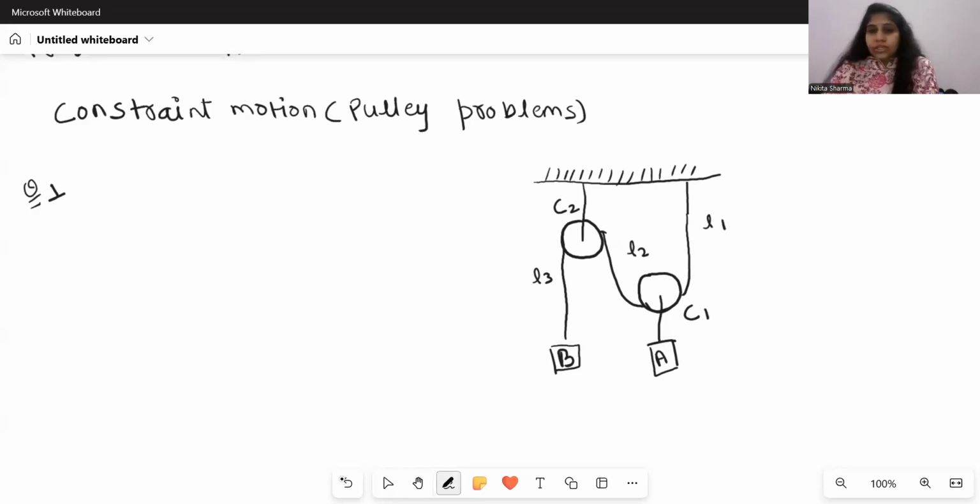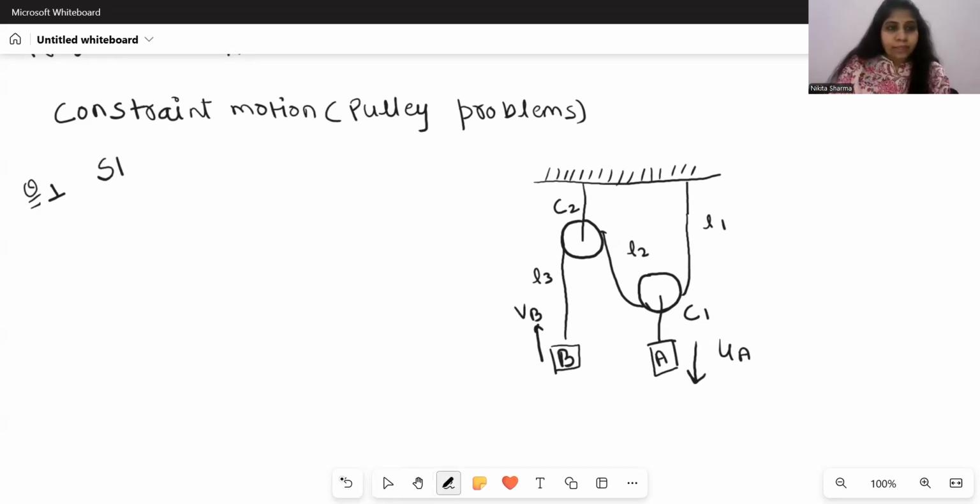What else is given to us is that block A is moving with velocity UA downwards, and block B is moving with velocity VB upward. We need to find the relation between UA and VB. Establish the relation between UA and VB. Simple. So, in order to solve these types of questions, we simply follow three simple steps.